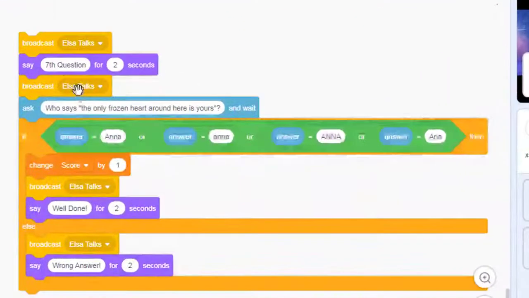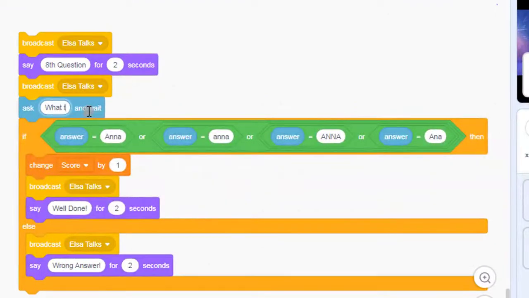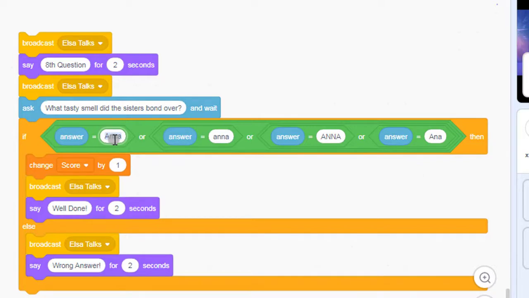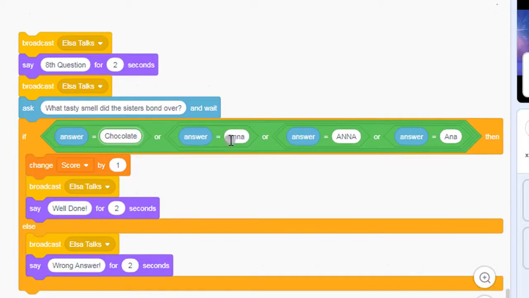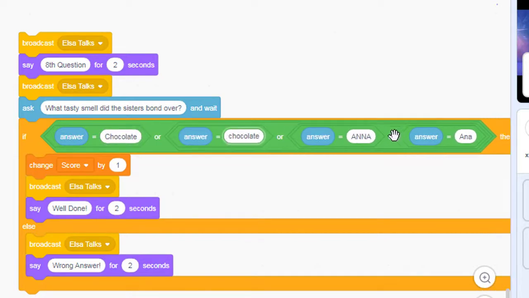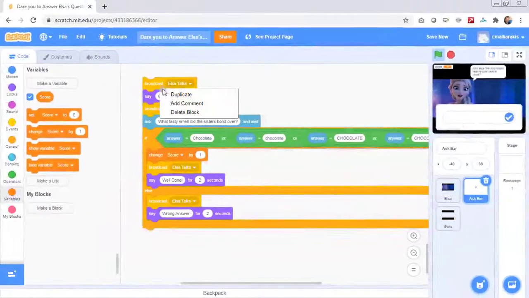Okay. Eighth question. What tasty smell did the sisters bond over? What tasty smell did the sisters bond over? And the right answer is cheese? No, cheese. It's chocolate. Chocolate, exactly. Chocolate. And chocolate. Very good. Let's go to the ninth question.